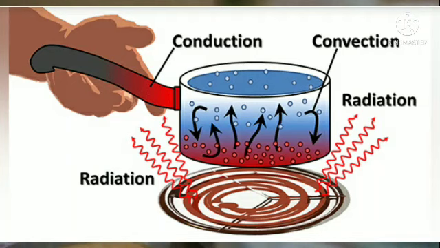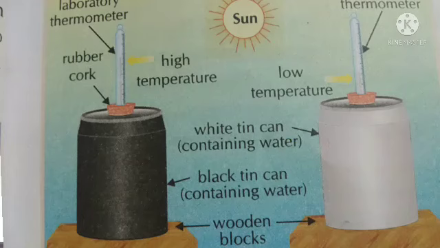The nature of the surface and the color of an object determine how it absorbs and reflects radiant energy. We can discuss that with the help of an activity. For this activity we require two cans, two laboratory thermometers and wooden blocks. How do we do this activity? We take two identical cans and paint one of them white and the other black.